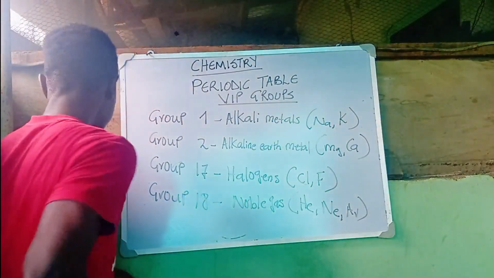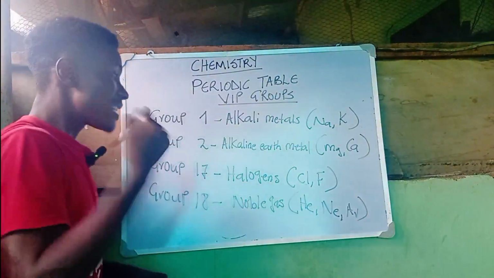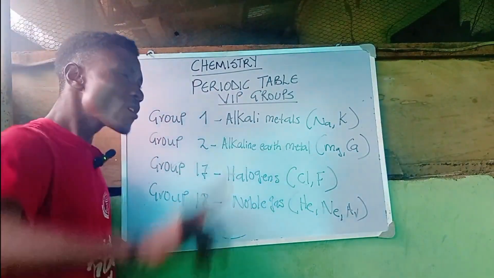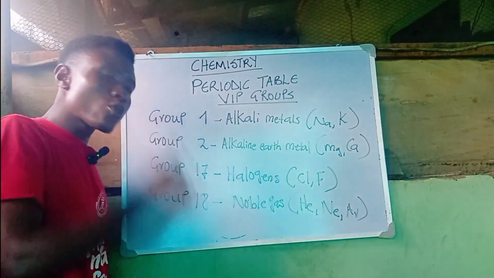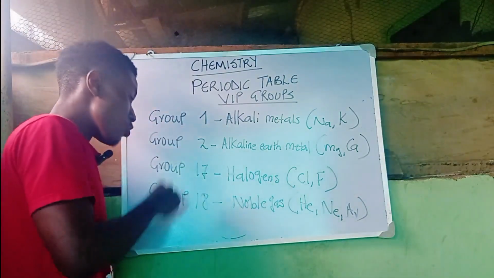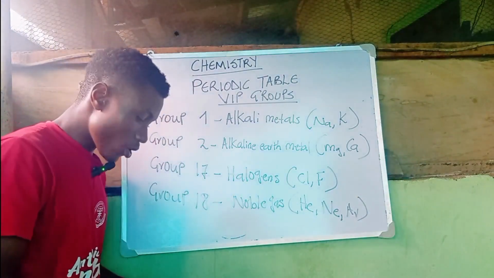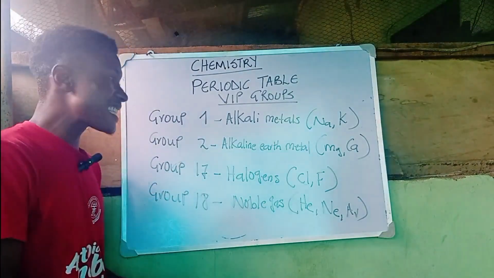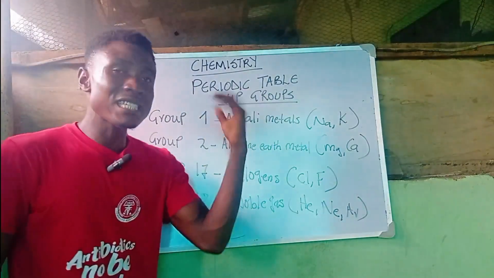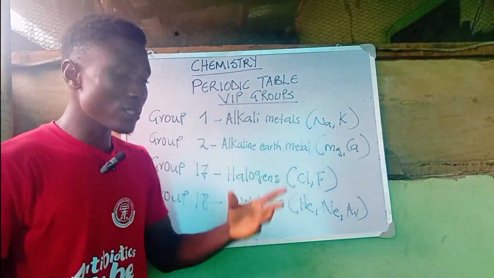These are known as VIP groups. We have 4 VIP groups: group 1, group 2, group 17, which is also group 7, and group 18, which is also the noble gases. So that is just how it is, and these are the key points that are necessary when it comes to the periodic table.